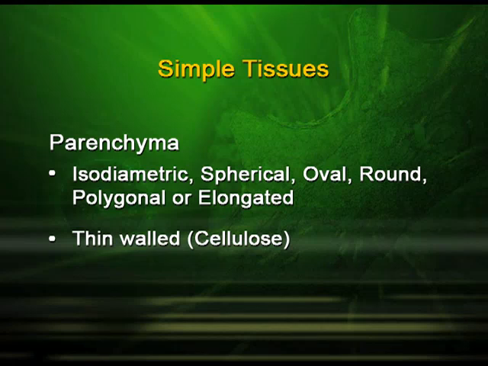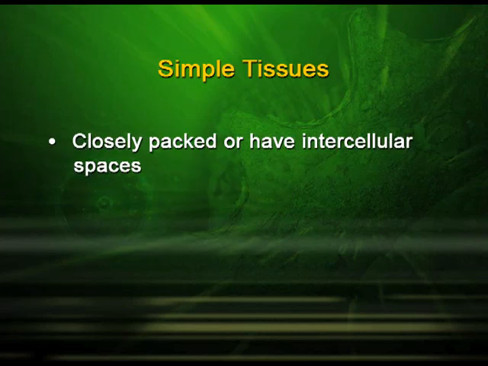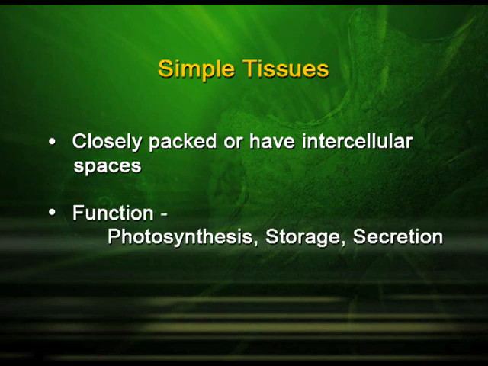The parenchymatous cells are isodiametric. They may be spherical, oval, round, polygonal or elongated. Their walls are thin, made up of cellulose. They are closely packed and also have intercellular spaces. Their function is photosynthesis, storage and secretion.